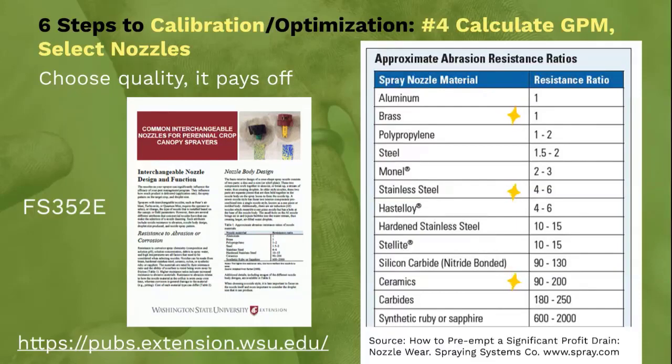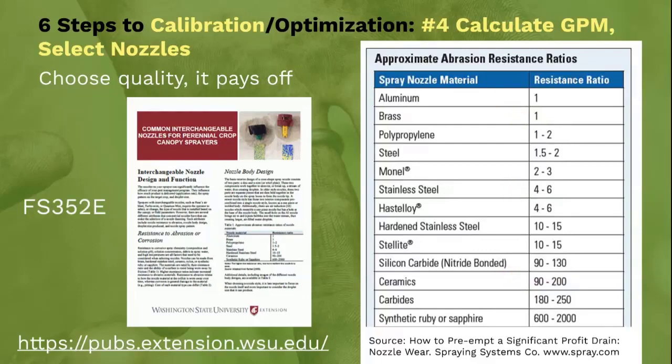But in this, please at least consider the material of the nozzles. Materials are given a resistance ratio that can generally be thought of as how quickly it wears out, especially with corrosive materials. So, brass has a resistance ratio of 1, while ceramic is 100 to 200 times that. And a few years ago, we did a price comparison of nozzles at many different stores and different materials. You can read the full results in this extension publication. And again, you can search for FS 352E.